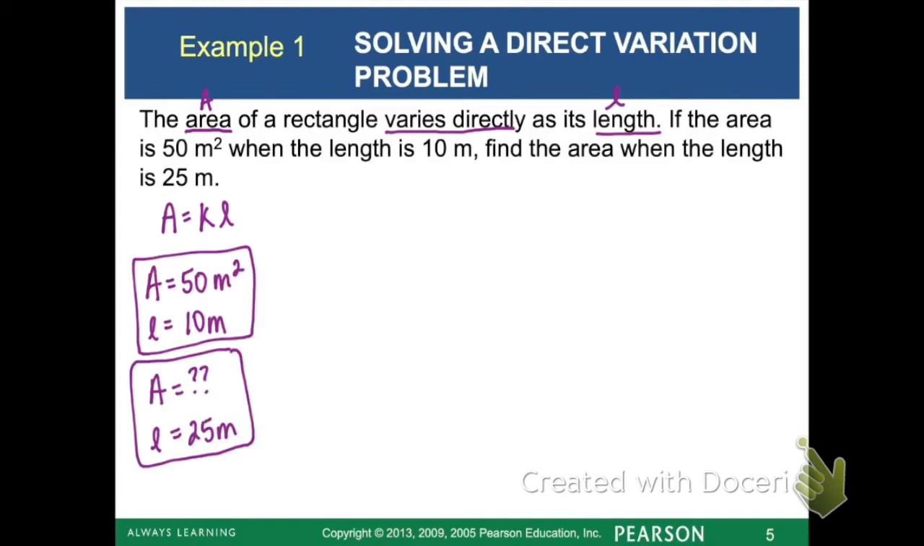So here I've written out both of our situations, both of the rectangles that are being talked about here. Again, the first one we know all parts. The second one, there's one part missing that we want to find. So we're going to start the problem by taking the situation that we know everything about. So area equals 50 and length equals 10. And we're going to plug it into our equation and solve for K. Plug 50 in for area and 10 in for length and solve.